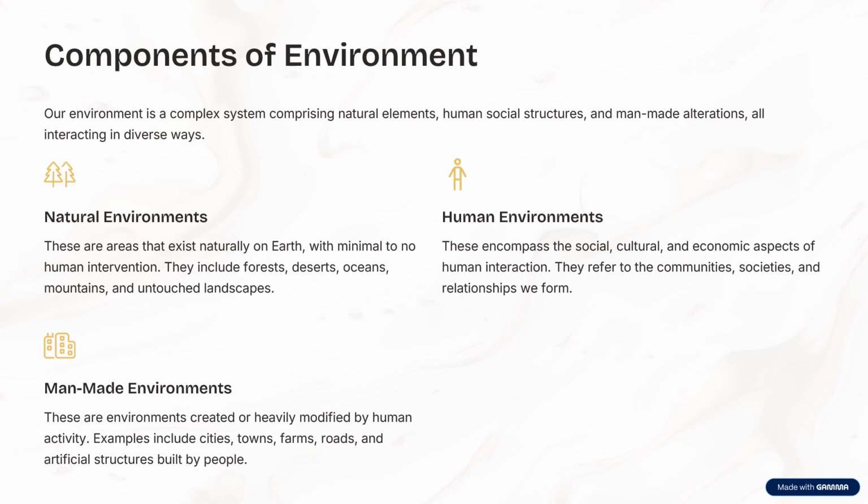Components of environment. Our environment is a complex system comprising natural elements, human social structures, and human-made alterations, all interacting in diverse ways. Natural environment. These are areas that exist naturally on the earth with minimal to no human intervention. They include forests, deserts, oceans, mountains, and untouched landscapes. These are very important. Natural environment gives us oxygen, water, rainfall, etc.